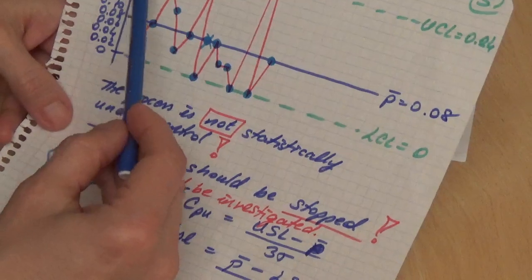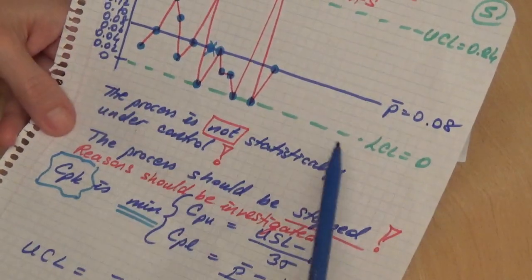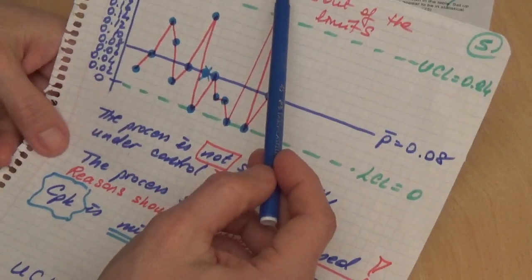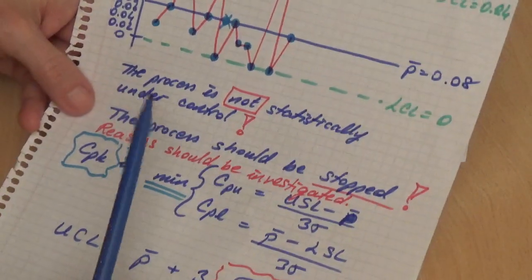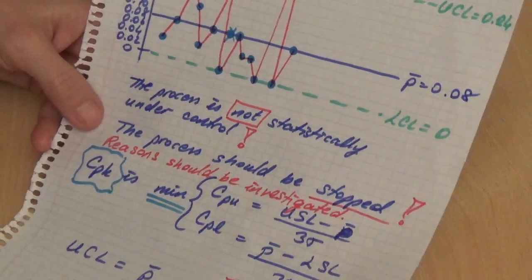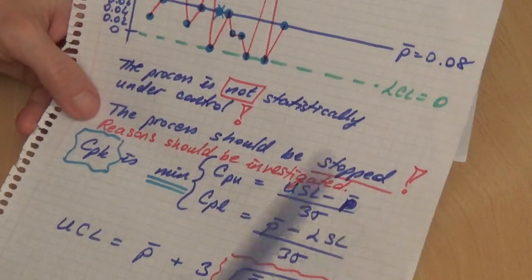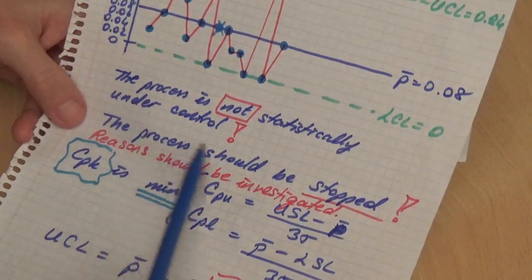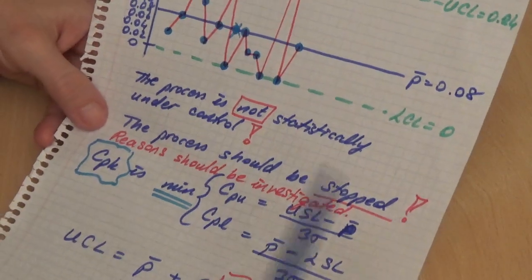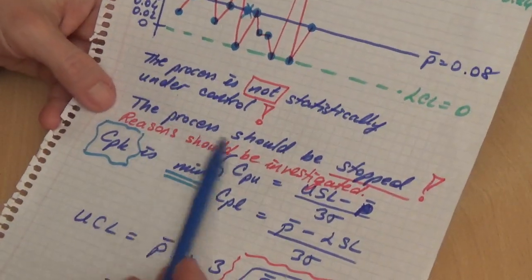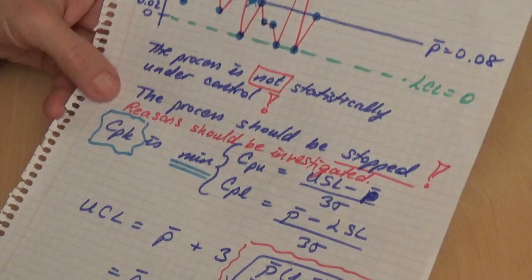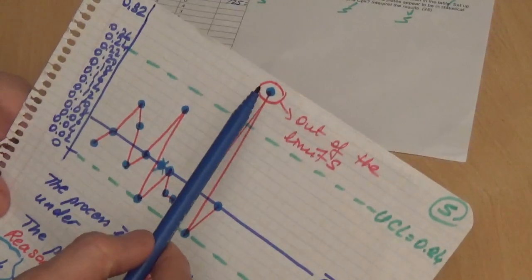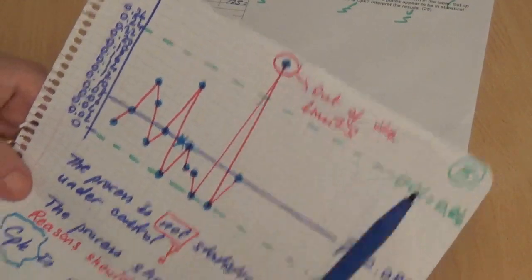So when we draw the lines and we put the points, we see that there's a point out of the limits. So what is our interpretation? The process is not statistically under control. The process should be stopped. What should be done? I asked. So the process should be stopped at that point, and the reasons should be investigated. Why did we have a point out of this limit?